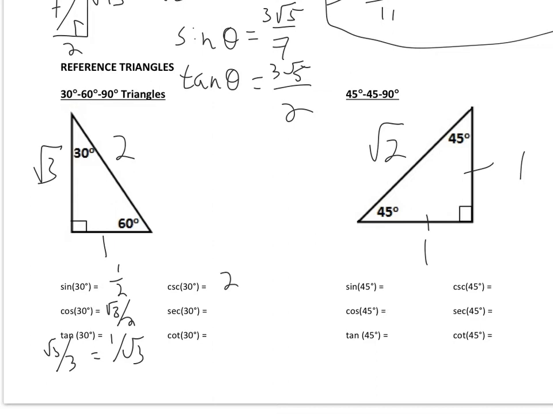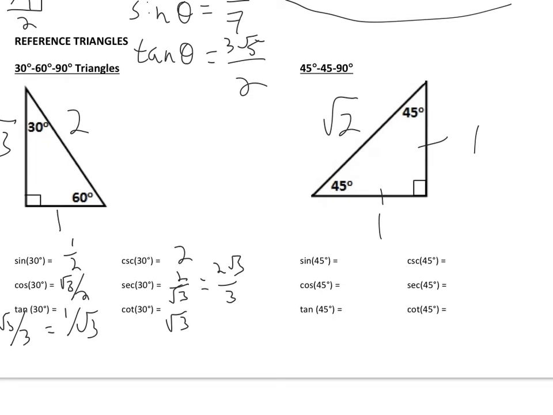So the cosecant's 2, just the reciprocal of the sine. Secant is 2 over root 3, and the cotangent is going to be root 3 over 1, or just root 3. So this rationalizes to 2 root 3 over 3. And it's going to be really helpful for you to make sure you know these values pretty well.